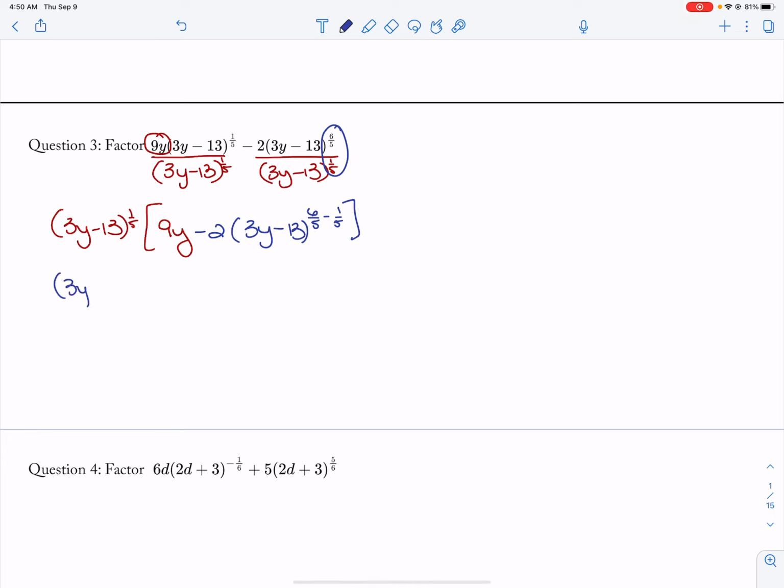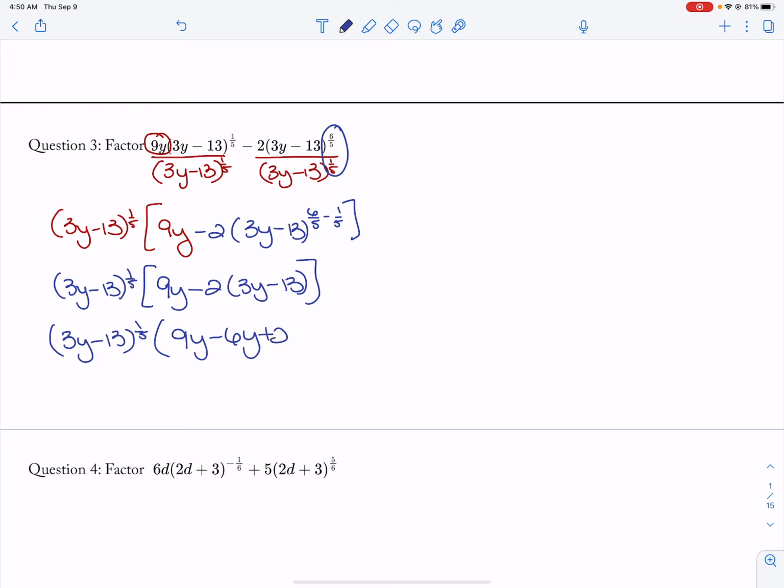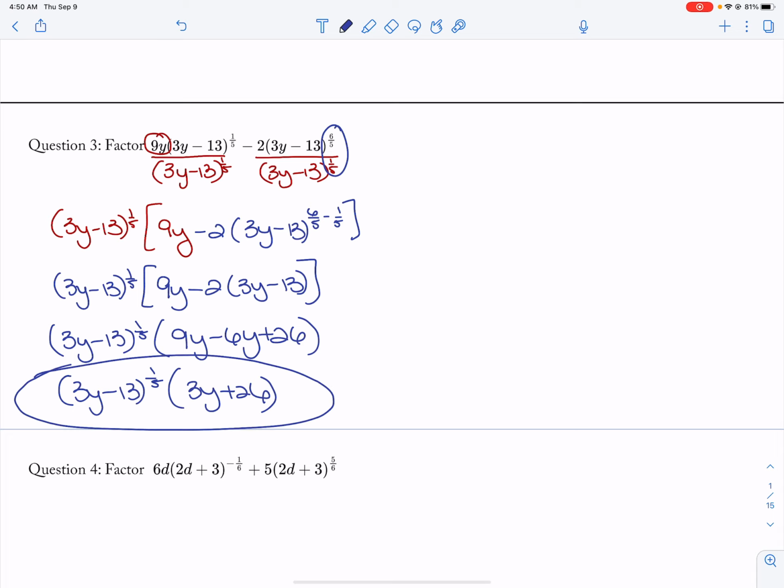So then I have 3y minus 13 to the 1/5. I have 9y minus 2 times 3y minus 13 to the 5 over 5, which is just 1. And then I'm going to distribute: 9y minus 6y plus 26. Not minus 26, plus 26. So 3y minus 13 to the 1/5 power, and I have a 3y plus 26. Okay.